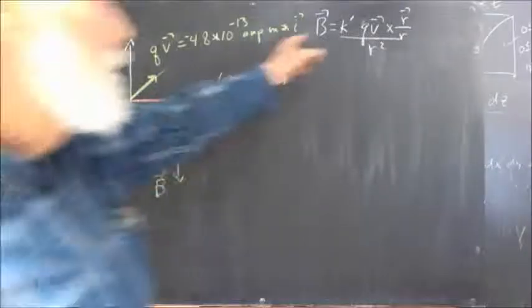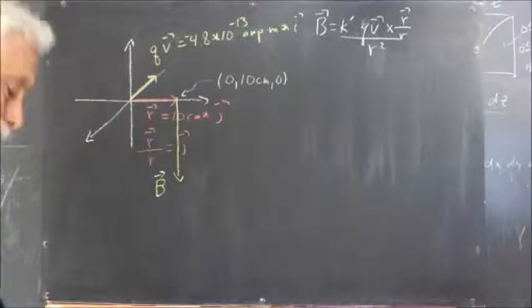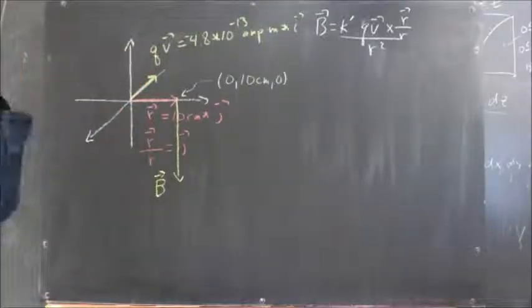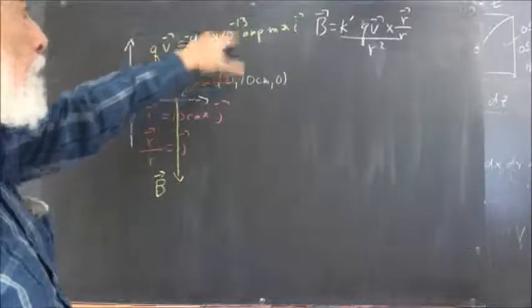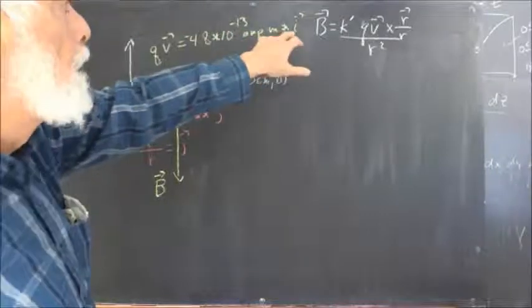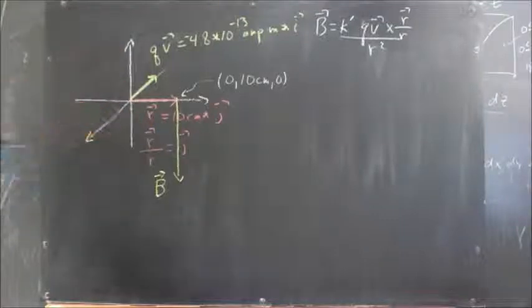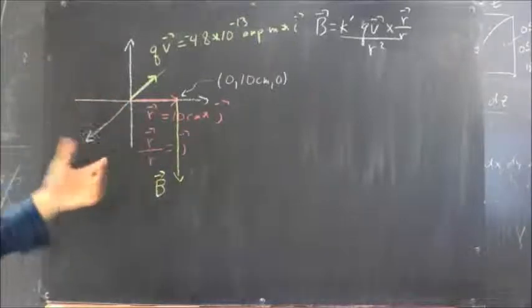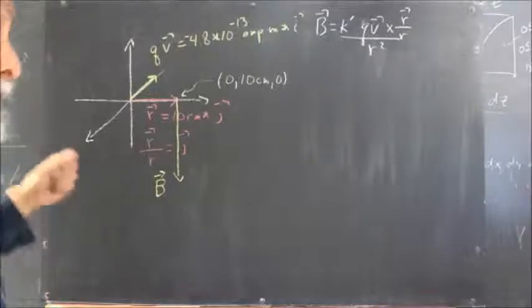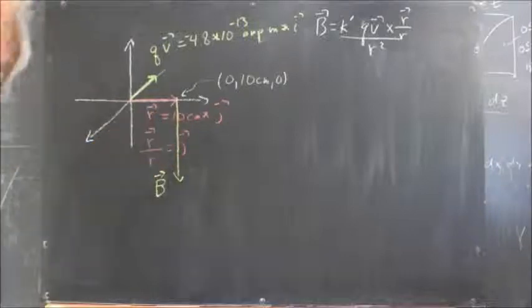Okay, now again, here's our law. And we have the same particle moving along the x-axis with the same velocity as in the very first problem. So the QV is negative 4.8 times 10 to the negative 13th amp meters times the I vector. Now, we want to calculate the field at the point 0, 10 centimeters, 0, the way it's given in the document. And that's, of course, a point 10 centimeters out along the y-axis.